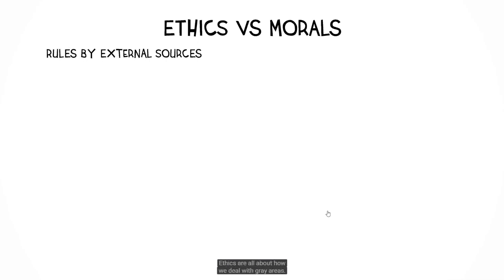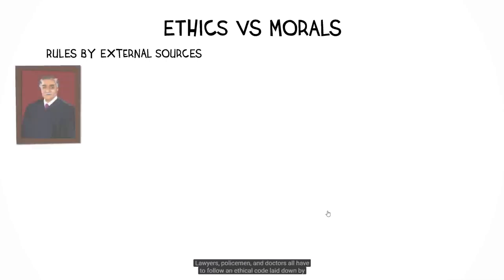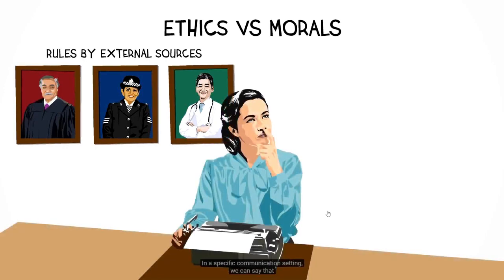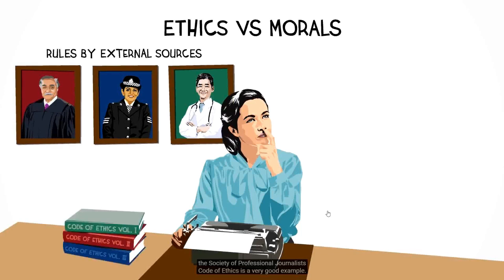Ethics are all about how we deal with gray areas, and ethics therefore refer to the value judgments we make on bigger and smaller matters, in communication as well as in other fields. A concrete example of ethics are codes of conduct in workplaces. Lawyers, policemen, and doctors all have to follow an ethical code laid down by their profession, regardless of their own feelings or preferences. In a specific communication setting, we can say that the Society of Professional Journalists Code of Ethics is a very good example.